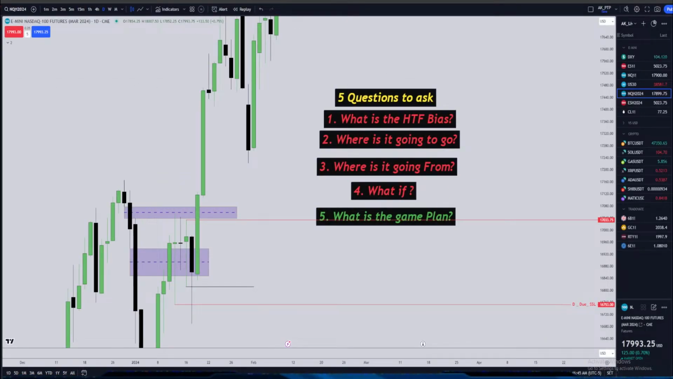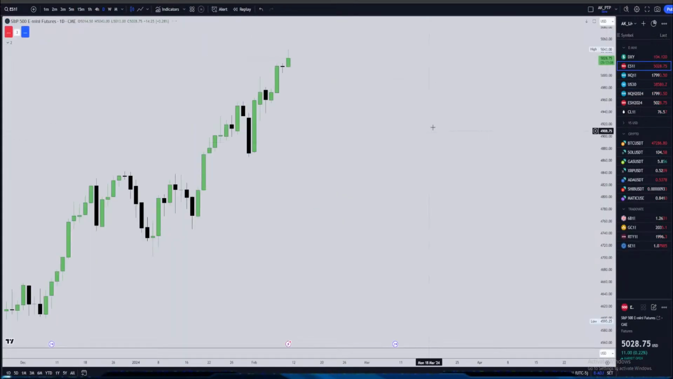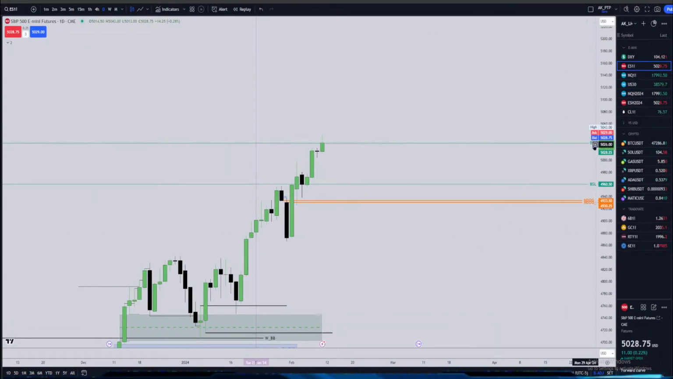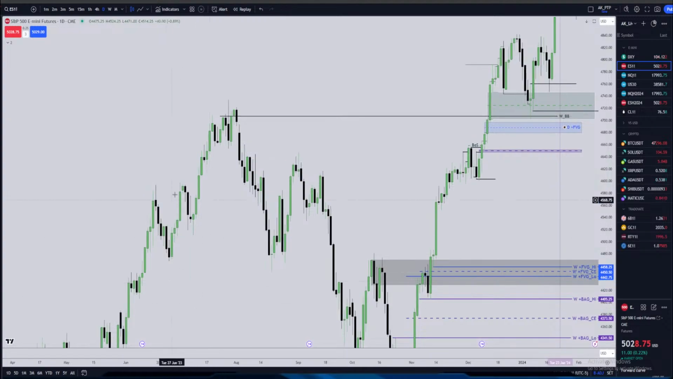ES 500, what was the highest price over there? 4,910. Okay, let me go to the ES chart. What is the current price or the high? 5,043. But I called it in November. How? I calculated every due liquidity on the daily level and on the weekly level, and marked all those.